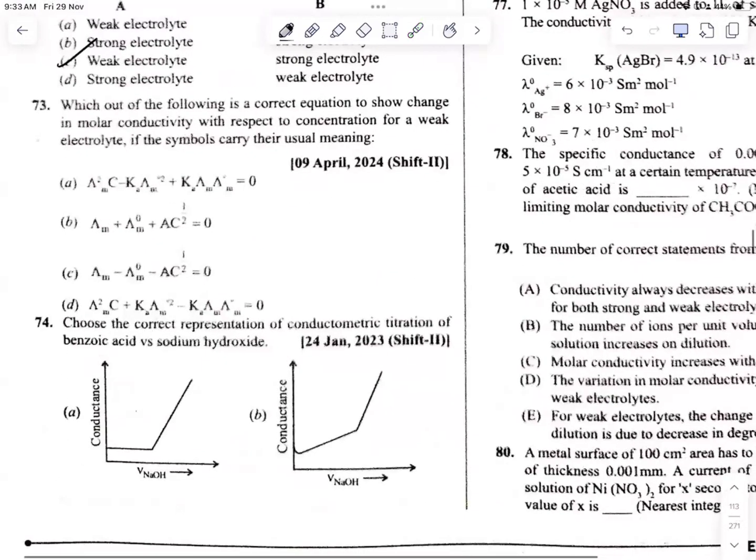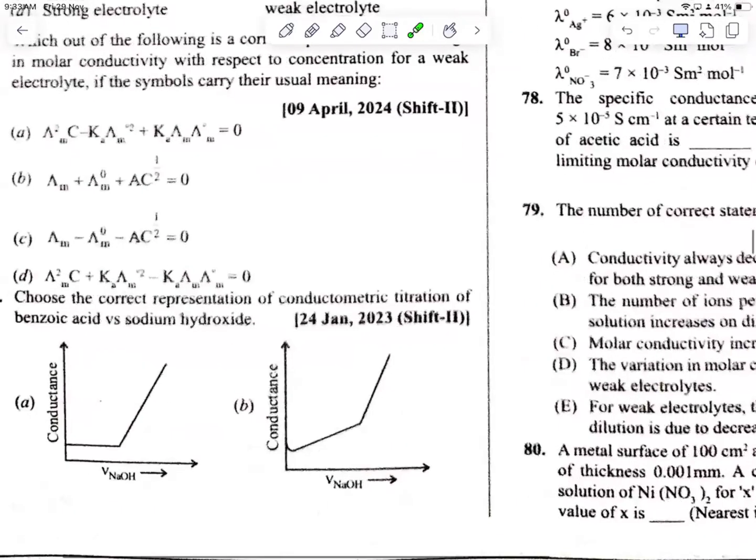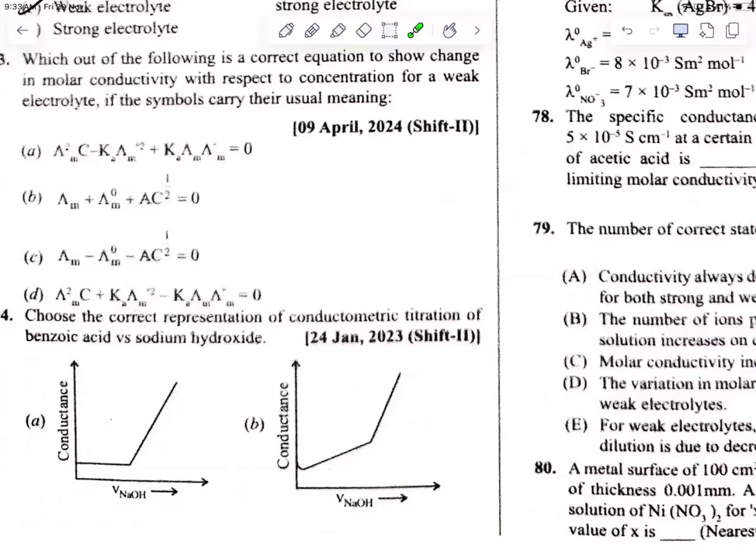Okay. Next, which of the following is the correct equation to show the change in molar conductance with respect to concentration for weak electrolyte if the symbols carry their usual meaning? Okay, this is a good question. See, this was asked in JEE Advanced also. Earlier, it was asked in JEE Advanced in a similar way, not the exact straight equation, but the idea was exactly the same.